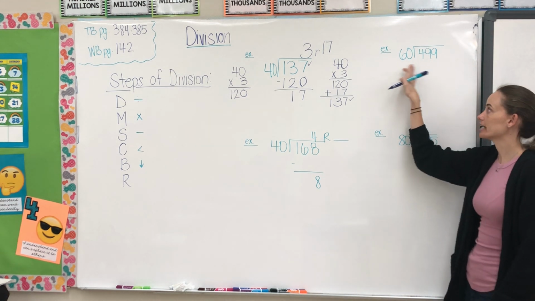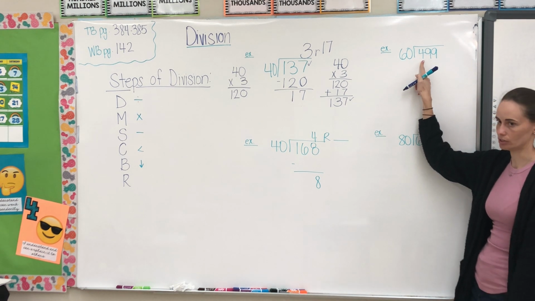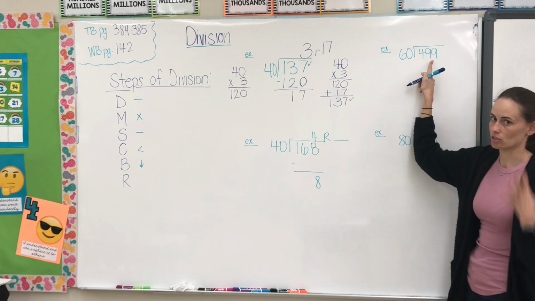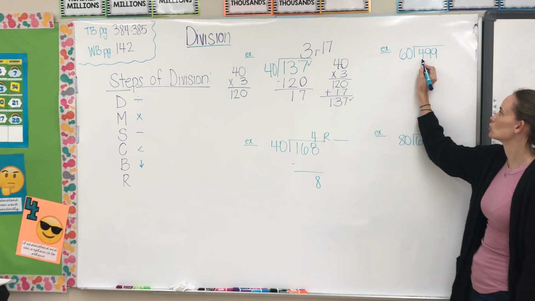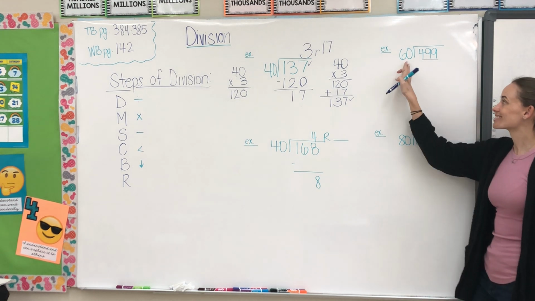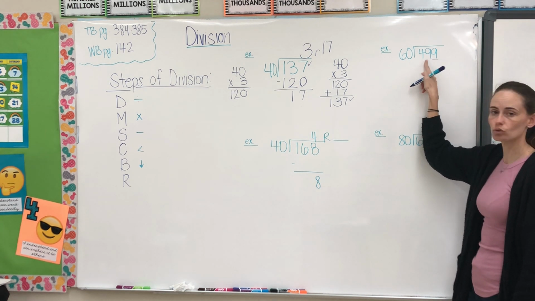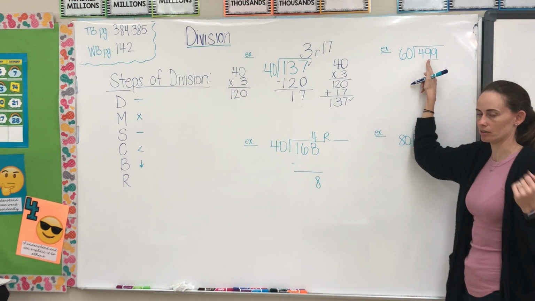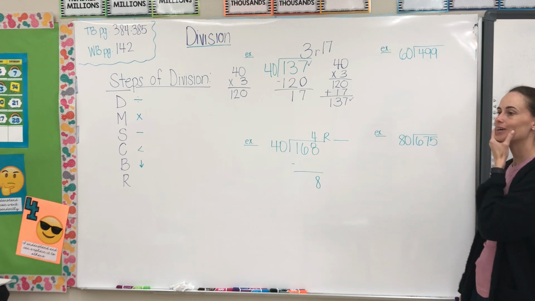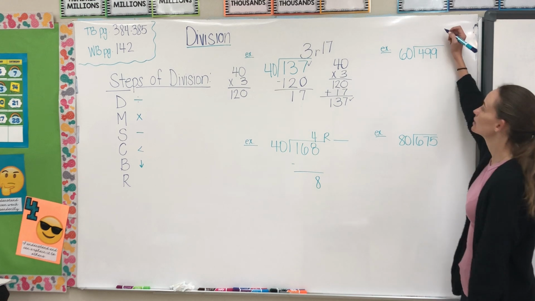499 divided by 60. So again, can 60 go into 4? No. Can 60 go into 49? No, because 60 is larger than 49. So we're going to do it into the entire number, 499. So we think, 6 times what number is close to that 49 without going over? 6 times nothing is 49 exactly, but 6 times 8 is 48.